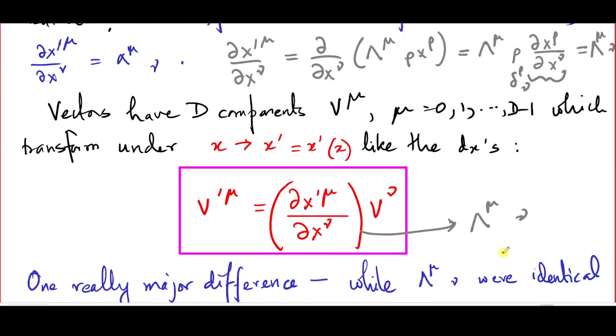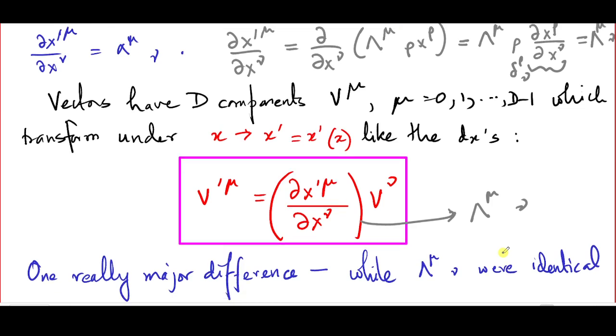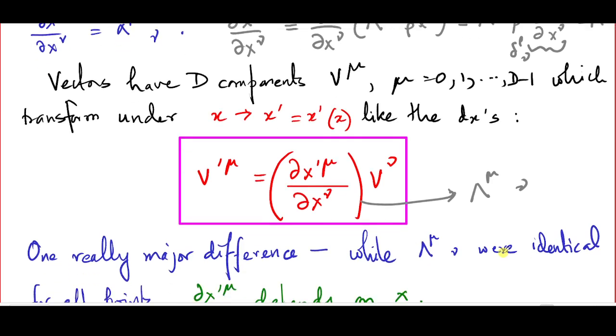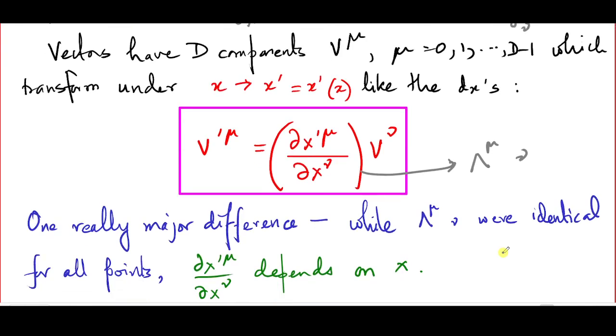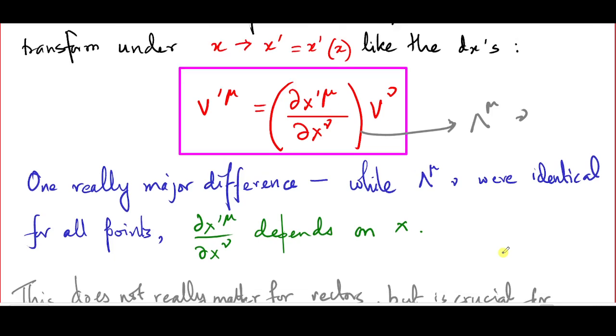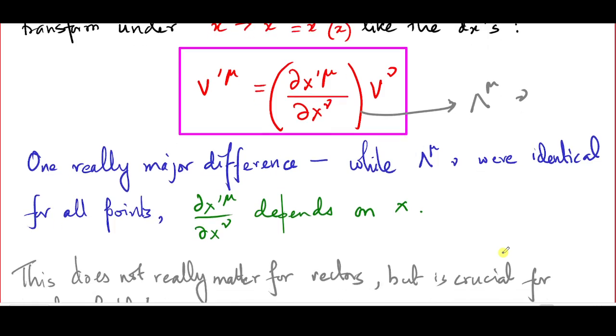Now, one really major difference which we have already stated a while ago, but let me stress all over again. While the lambda mu nu's for a linear coordinate transformation were identical for all points, del x prime mu del x nu depends on x. Now, if we were dealing with a single vector at a particular point, this issue would not really be very important because these coefficients would have to be evaluated just at that point. So this does not really matter for vectors as such.